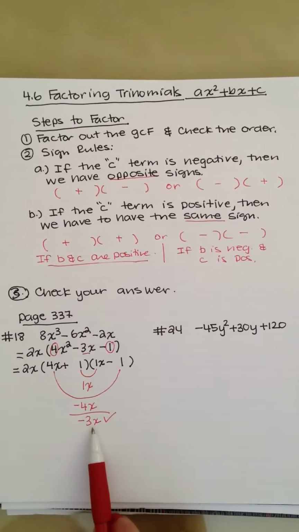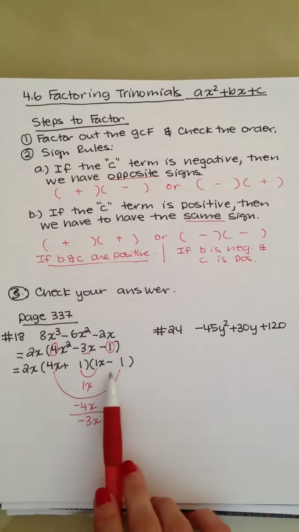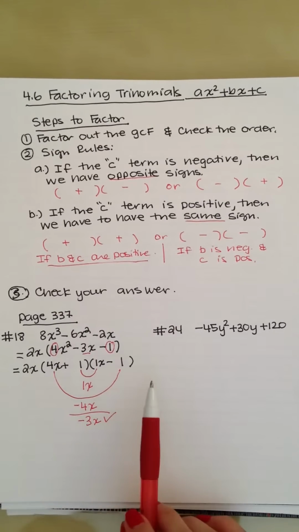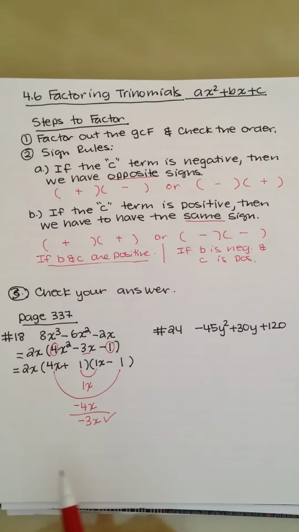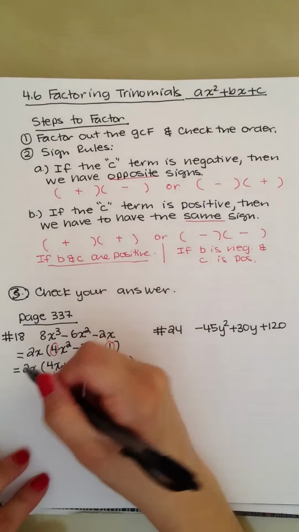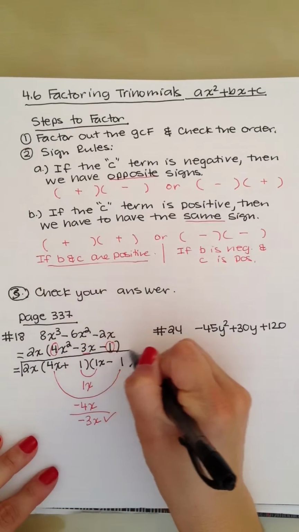If you did not get a negative 3x, that means that maybe you have to switch your signs, or you might have to use different factors. Okay? So now we're done. We can box our answer.